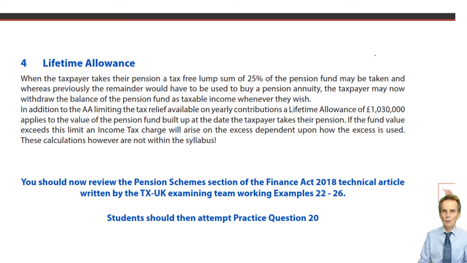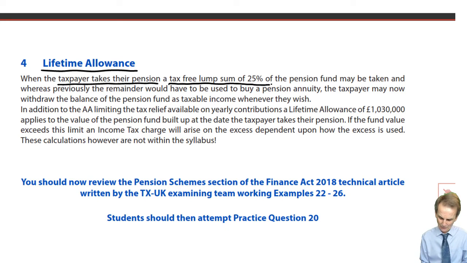But of course, at some point, the individual will retire and therefore take a pension. So what happens then? That's where this lifetime allowance comes in. Well, when the taxpayer does take their pension, they'll be allowed a tax-free lump sum of 25% of the pension fund, and usually that would be taken.